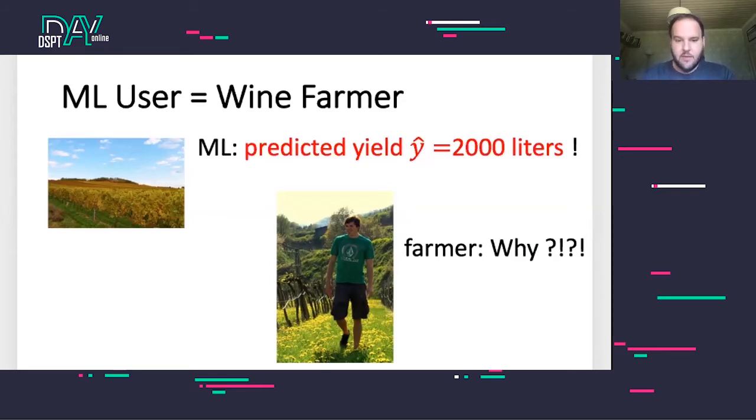So consider the machine learning prediction here for the wine farmer. The prediction might be 2,000 liters of wine for the yield. And then the farmer, who might not be a machine learning expert, might ask why. Why do we have this prediction of 2,000 liters of wine for the yield? And what can we offer the wine farmer here as an explanation for this prediction?